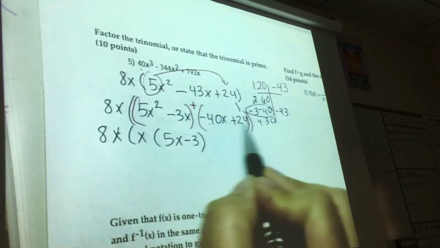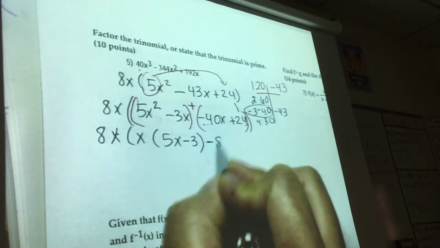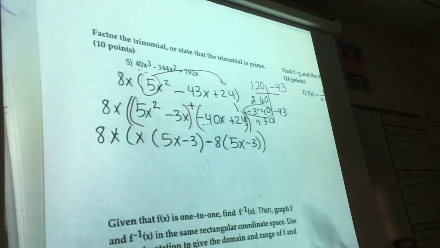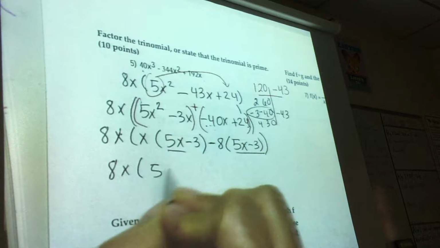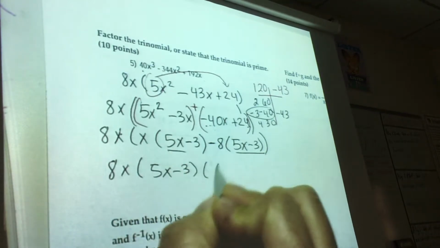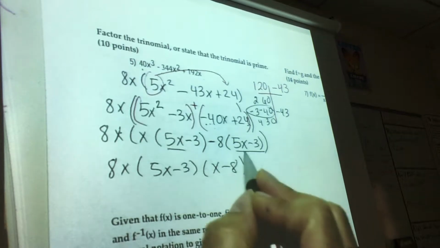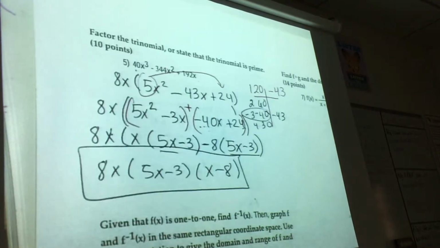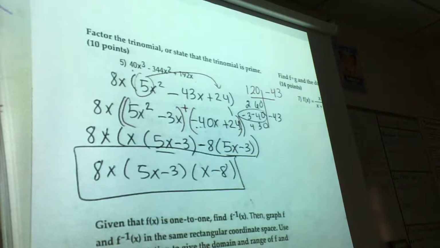Both of these are divisible by 8. But what kind of 8? -8, right? So this is also a 5x minus 3. Are these the same? Yes. Yay. So 5x minus 3 and x minus 8. Could any of these be reduced anymore? No. This is my final answer. Do not forget to keep bringing that 8 down. Are there any questions? No. Are you okay? Yes.